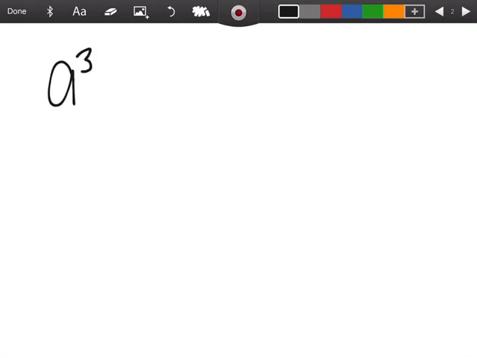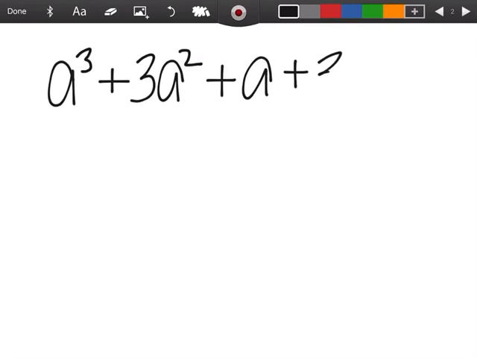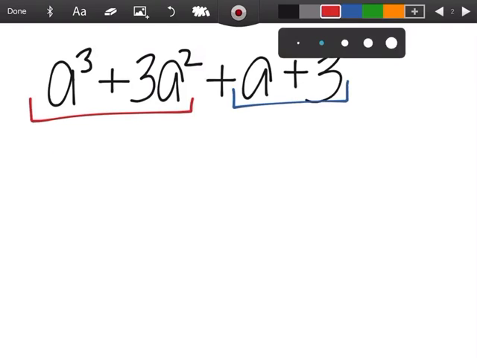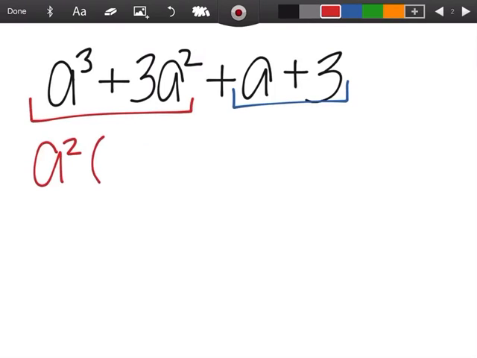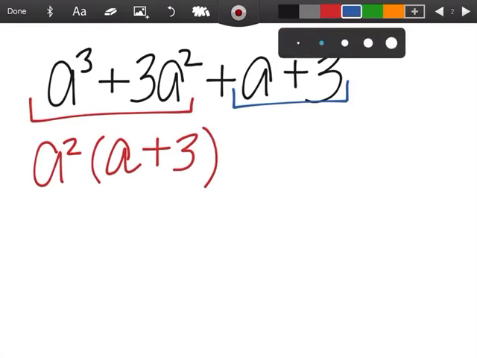The next problem that we're going to do is a to the third plus 3a squared plus a plus 3. So again, I'm going to group my first 2 terms and my second 2 terms. And I'm going to look for what is the GCF of only the red group. And that answer is a squared. So when I factor out an a squared, what am I left with in the first term? A. What am I left with in the second term? 3. A plus 3. Now when I look at this second set here, this blue group, I'm trying to decide what they have in common that I can factor out front.